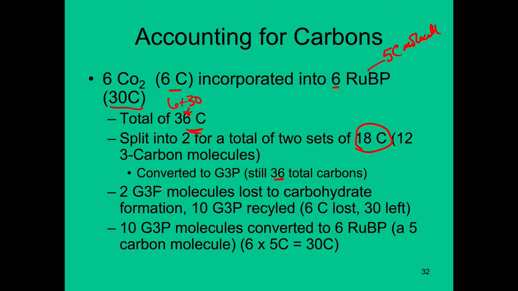But 2 of these G3Ps get lost to carbohydrate formation. So that means that 6 carbons get lost, and I have 30 left. So this is minus 6. I'm down to 30. Those 10 G3P molecules get converted into 6 RUBP molecules because 6 times 5 is 30. So we start out with 30, we go up to 36 because we've added the 6 CO2, we use them, and then we come back to our 30 carbons in the regeneration stage. And these carbons here are what we are trying to get a hold of.